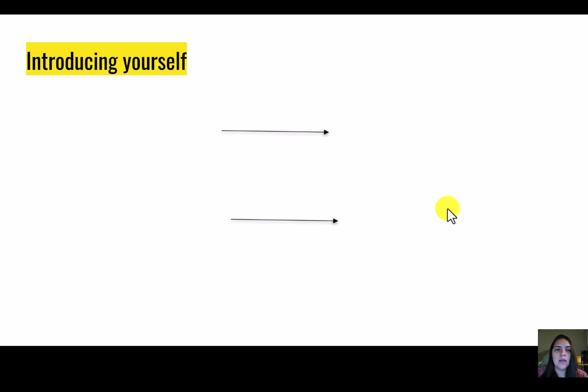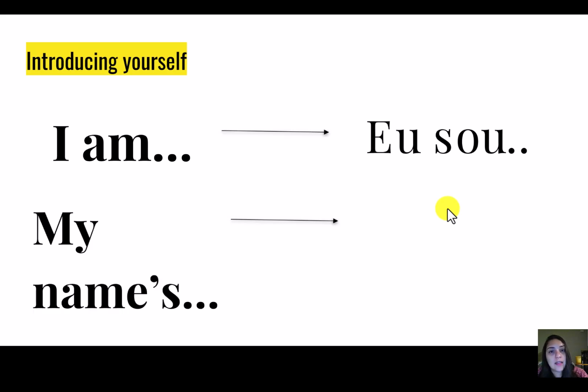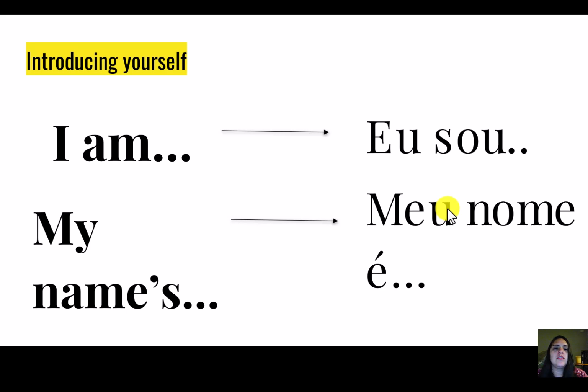All right? So when you introduce yourself, you need to introduce your name. And to do that in Portuguese, you would say eu sou. Eu sou. I am. Okay? You could say that, or you could also say my name is. To say my name is, you say meu nome é.